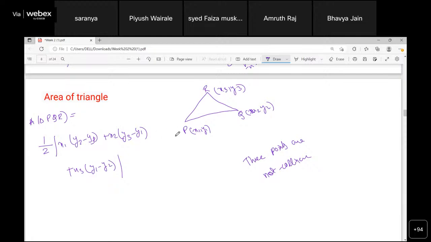So how to remember this formula? So half into mod. So just fix one point first. That is x. Which one is x1?